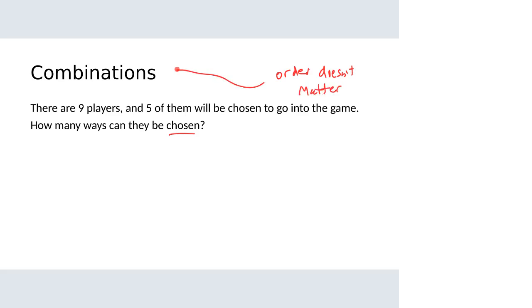And order doesn't matter points us towards combinations. They're just going in the game. You're either going in or you're not. The order that you're chosen doesn't matter. Similar to the last one, you might be using the combination button on your calculator, which is totally fine. But we do have a formula for combinations, and it looks like this.